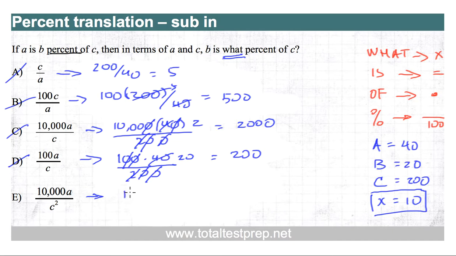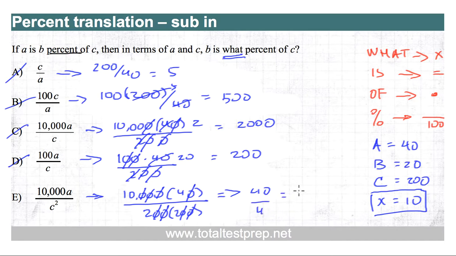E is 10,000 times A, which is 40, divided by C squared, which is 200 squared, or 200 times 200. So let's cancel the zeros out. So what we have is 10 times 4, or 40, divided by 2 times 2, which is 4, and that's 10, and that is the correct answer choice.